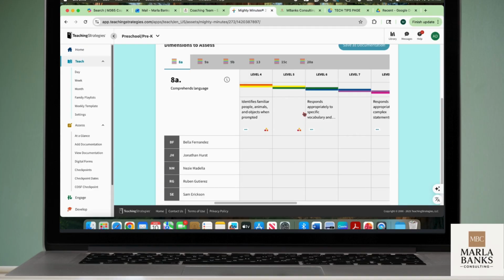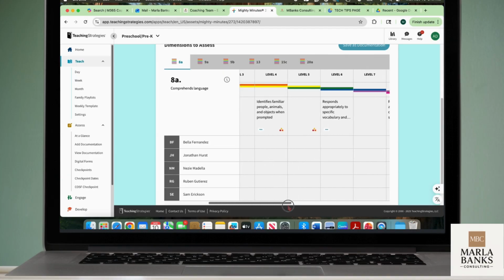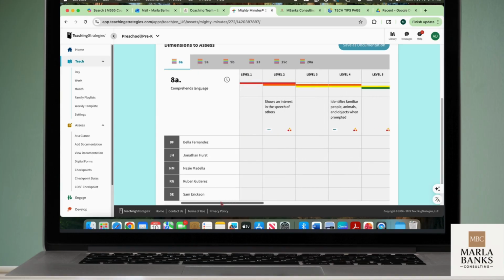All of them may not have been observed, because you got to remember, just because they're on the card, that means that they are opportunities. It does not mean that you observe them all. So I'm going to go to the progression chart and look at the indicator for these students' performance or observed opportunities during this Mighty Minute.